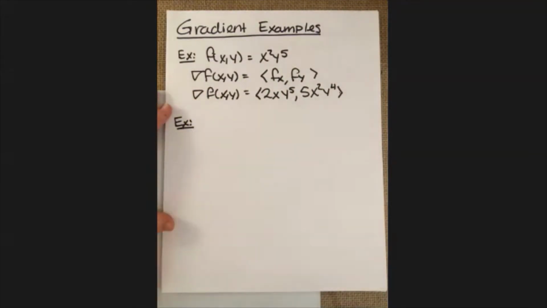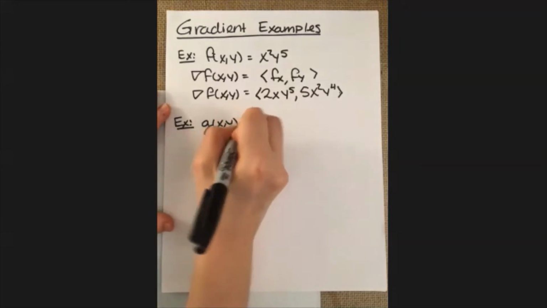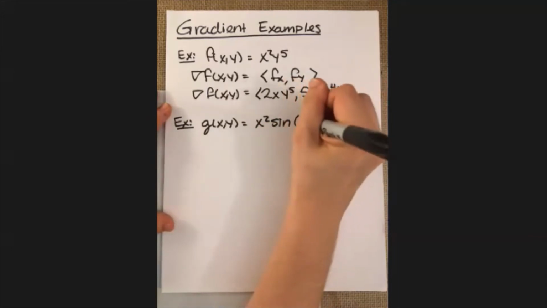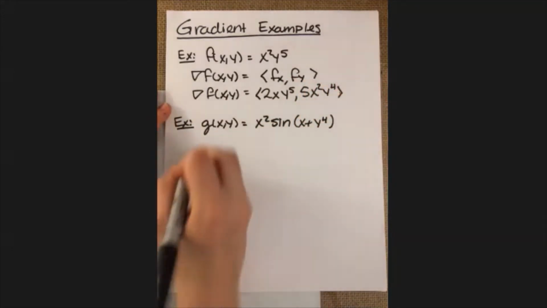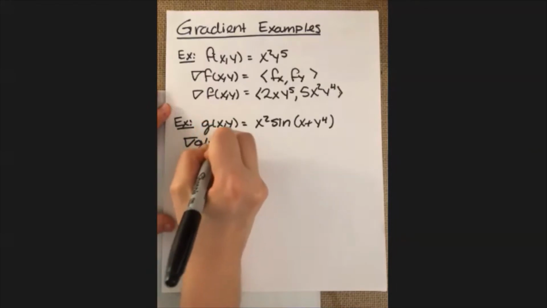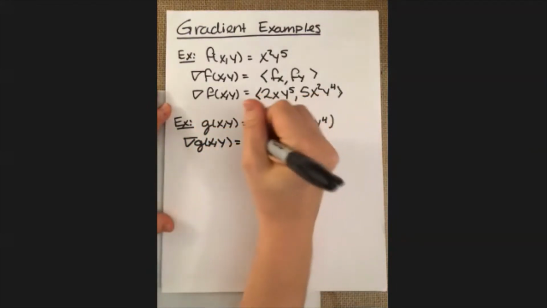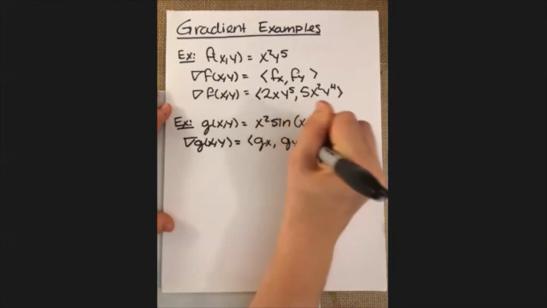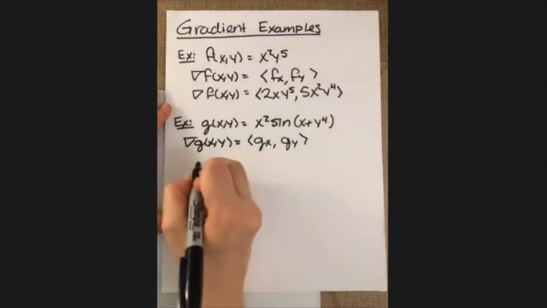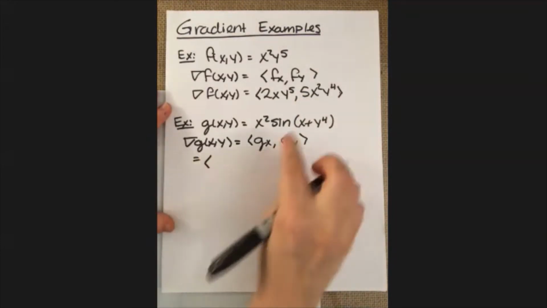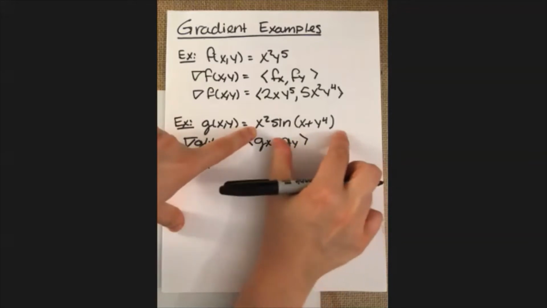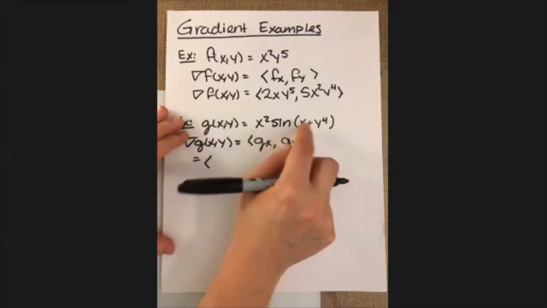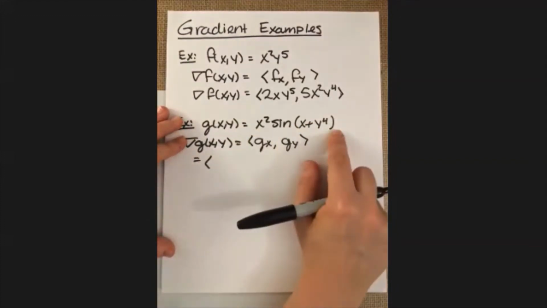Let's do another. We're going to look at g of xy is equal to x squared sine of x plus y to the 4th. Okay, so once again, our gradient of g of xy is equal to the vector that contains the partial with respect to x in the first component and the partial with respect to y in the second component. So for our partial with respect to x, we have x squared times sine of x plus y to the 4th. Since we have these two functions of x that are multiplied together, to get this partial derivative, we're going to have to apply our product rule.